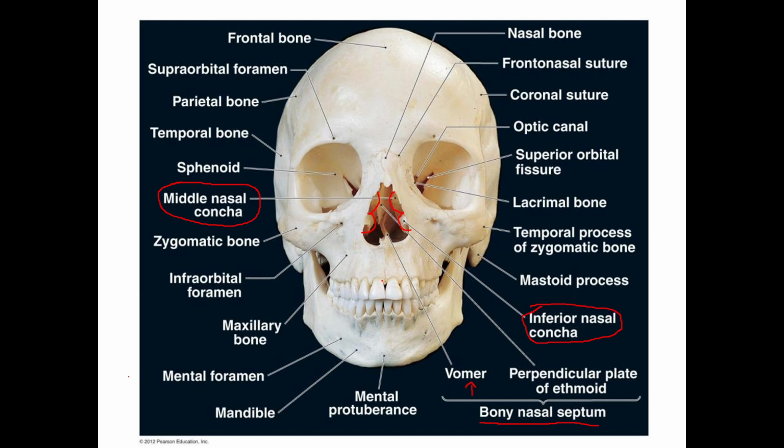Now, one other thing to point out is that the middle nasal concha and the superior nasal concha that we mentioned that we can't see actually belong to our ethmoid bone. Our ethmoid bone has the superior and middle nasal concha as a part of it. On the other hand, our inferior nasal concha is actually its own separate bone. So it does not exist as part of any other bone. It does articulate with a lot, but it exists as its own separate bone.